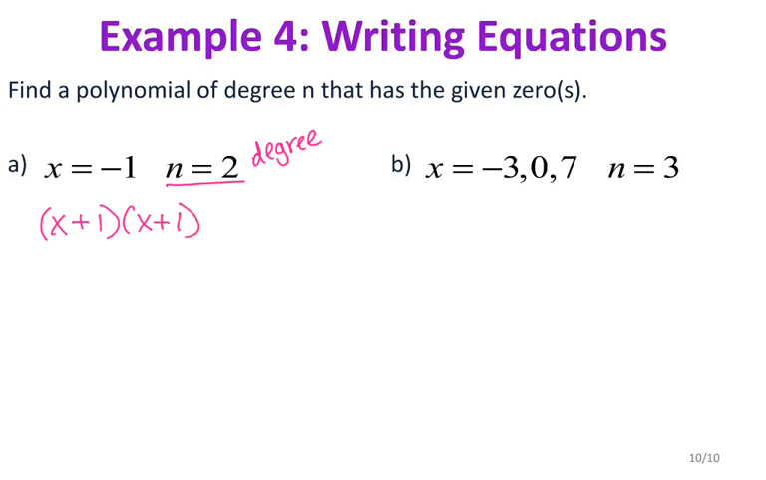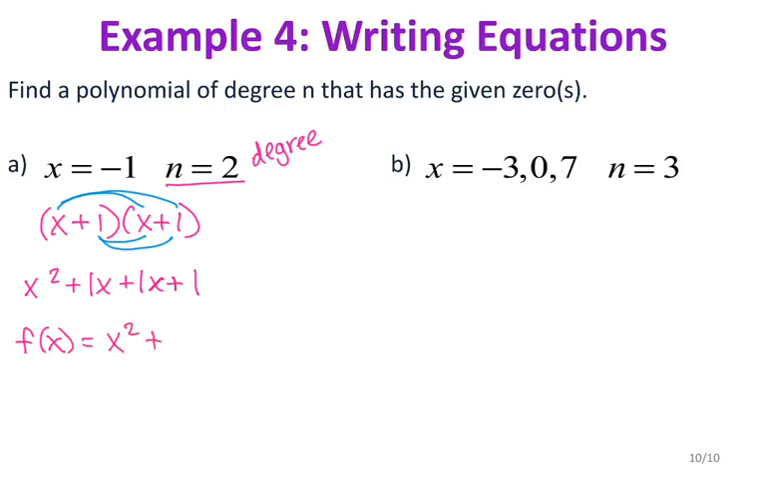And then from here, I can go ahead and multiply it out, just using good old distribution. That leaves me with x squared plus 1x plus 1x plus 1. Combine like terms, and I have f of x equals x squared plus 2x plus 1. And if you'll notice with your final answer, I have that x squared for that degree of 2.